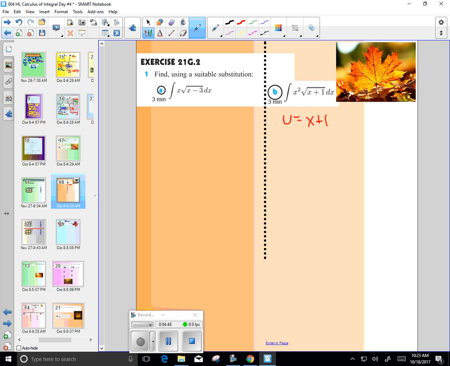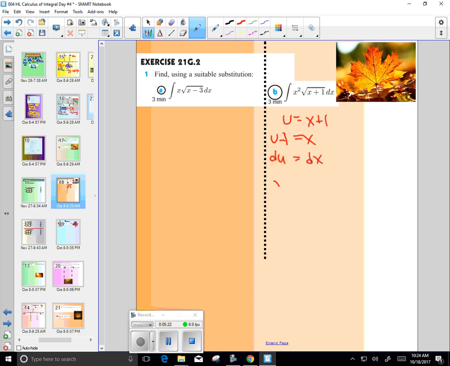By the way, there is a group of people, and teachers, that feel that you should let u equal the square root of x plus 1. It actually works. It's just a different way. I prefer this. Students catch on to this quicker. x is going to be u minus 1. So what is dx going to be? du again. That doesn't always happen, but it did in both of these cases.